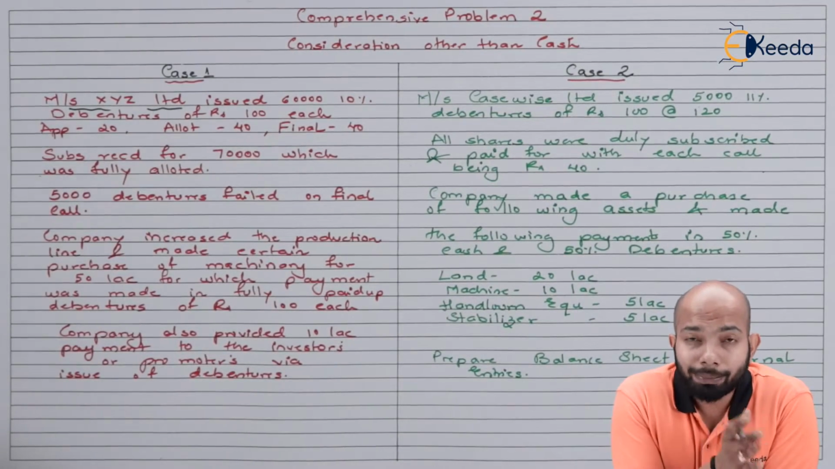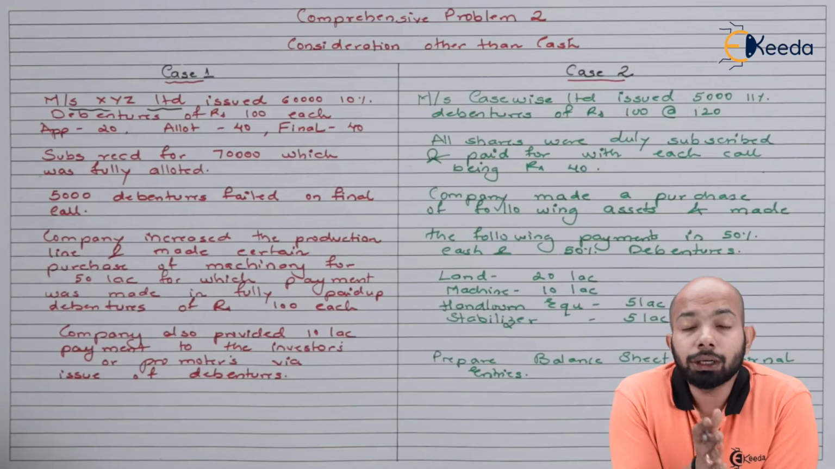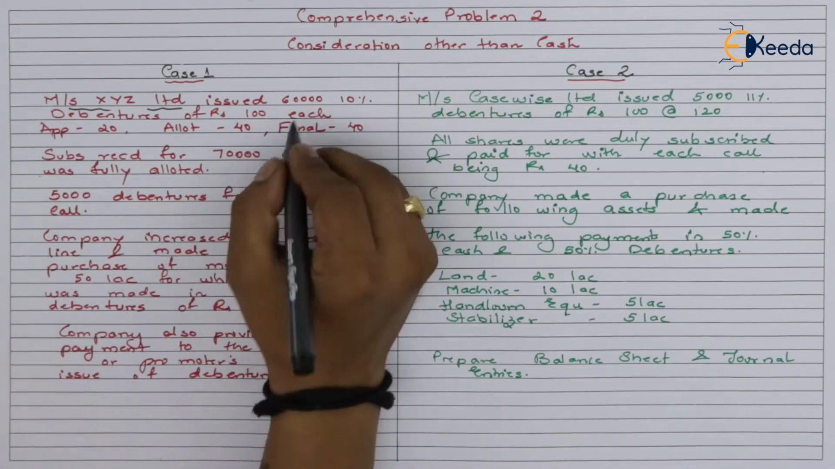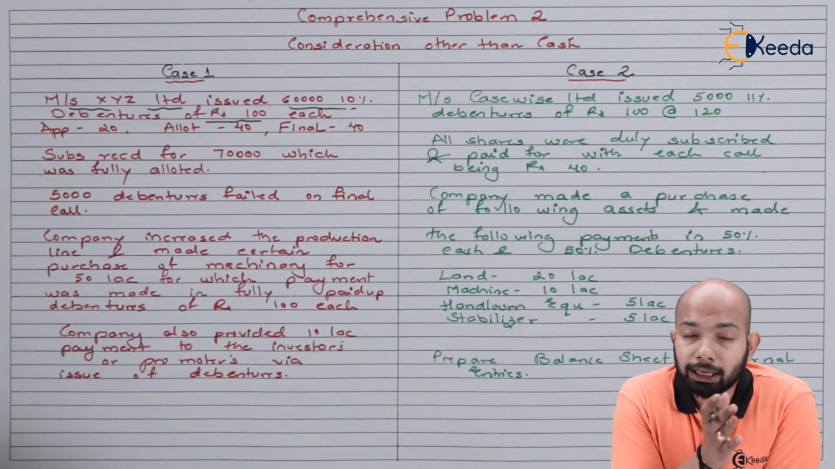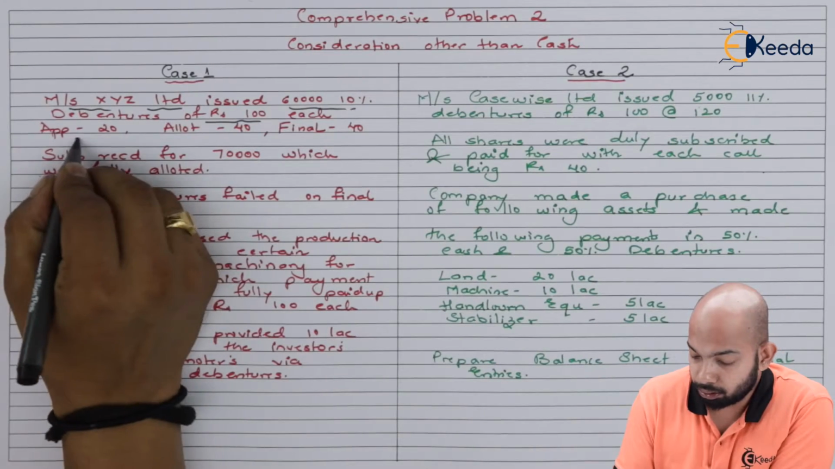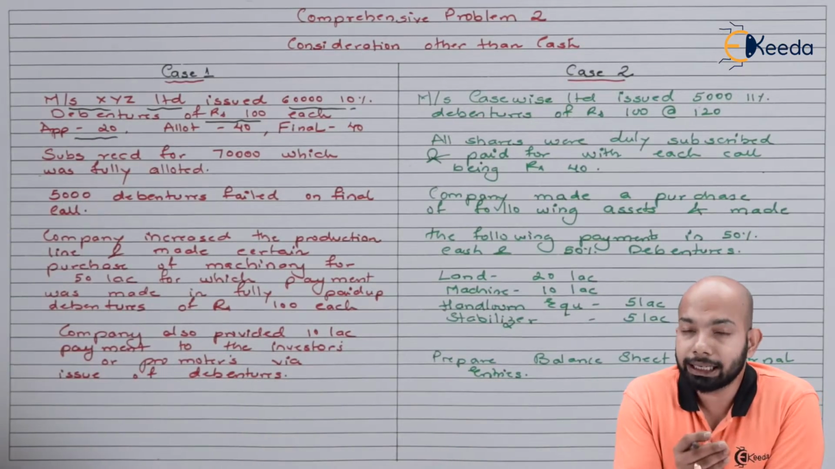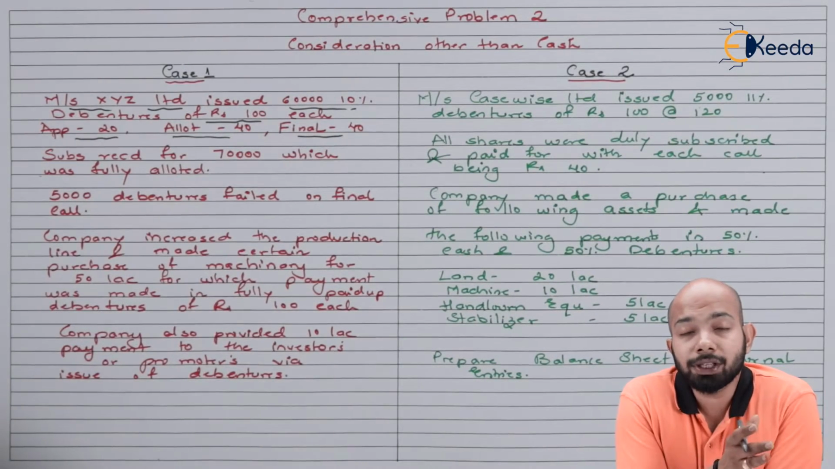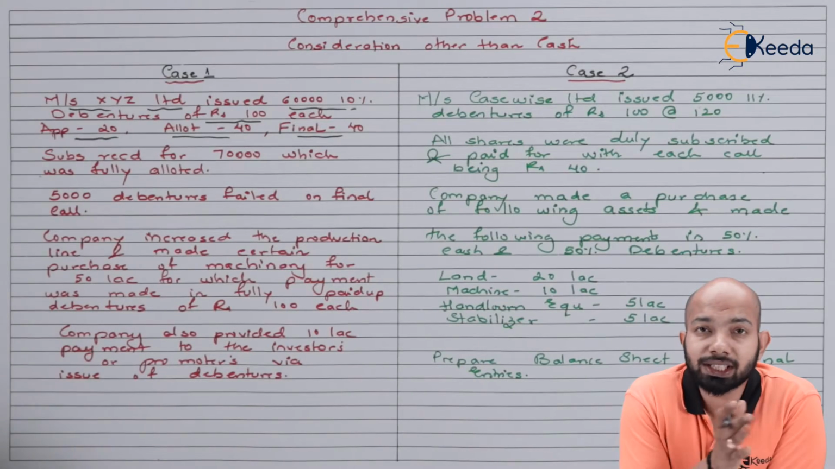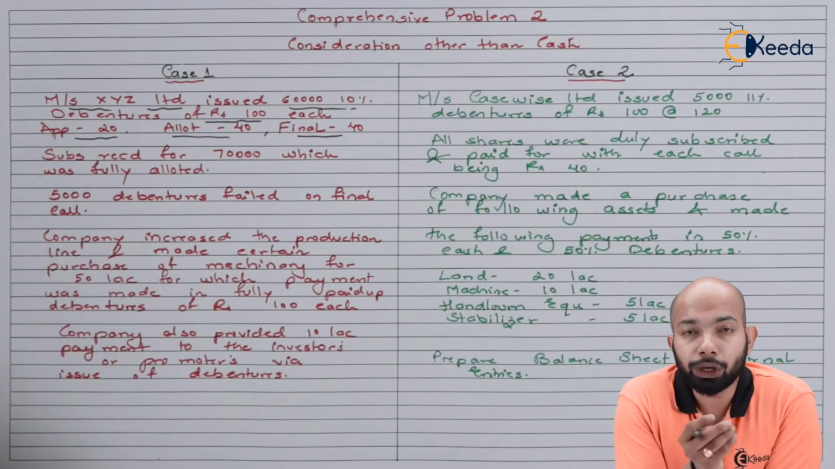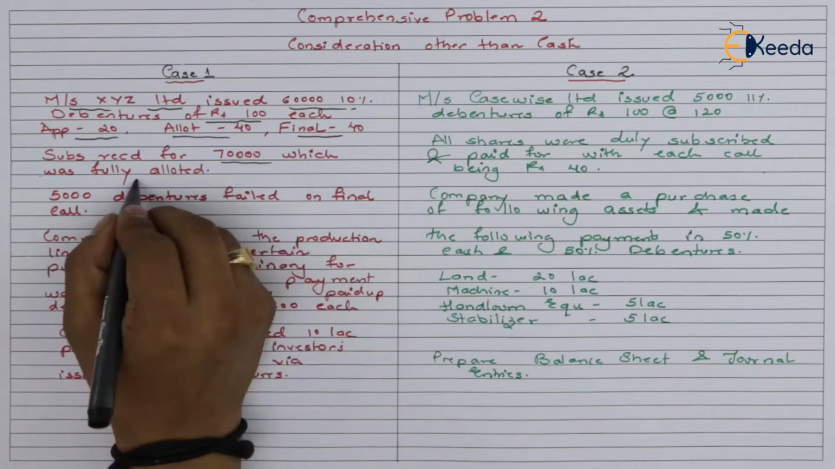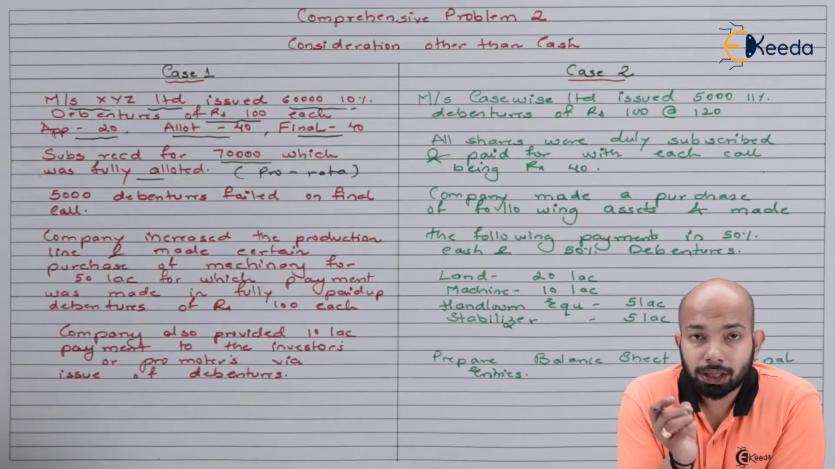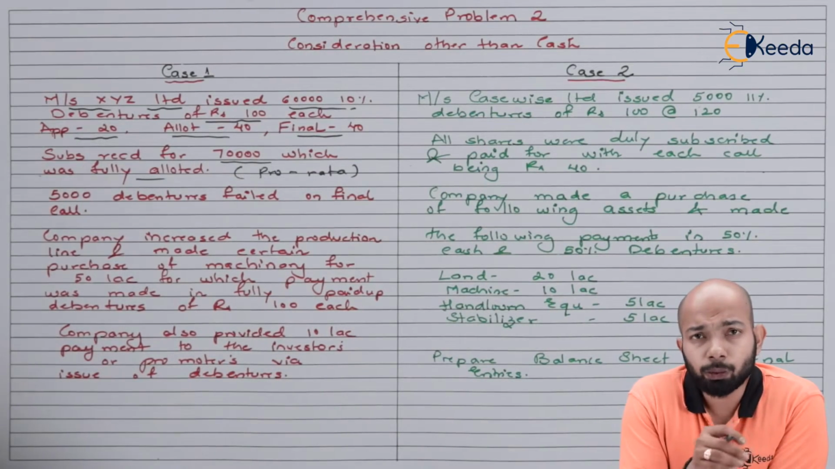Now it refers to Messrs XYZ Limited, who issued 60,000 10% debentures of rupees 100 each. On application they collected 20 rupees. On allotment and final call, they collected 40 rupees each. The subscription that they received was for 70,000, which was completely allotted. That means pro rata allotment was done here. 5,000 debenture holders failed to pay the final call money, is what they've mentioned.